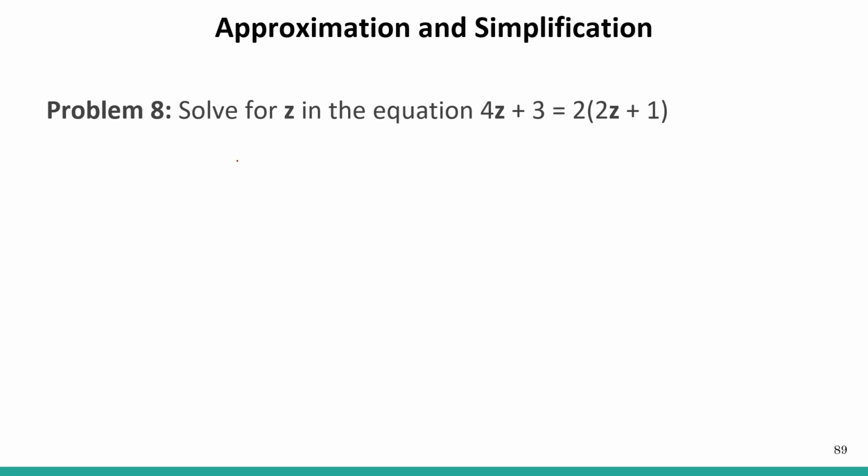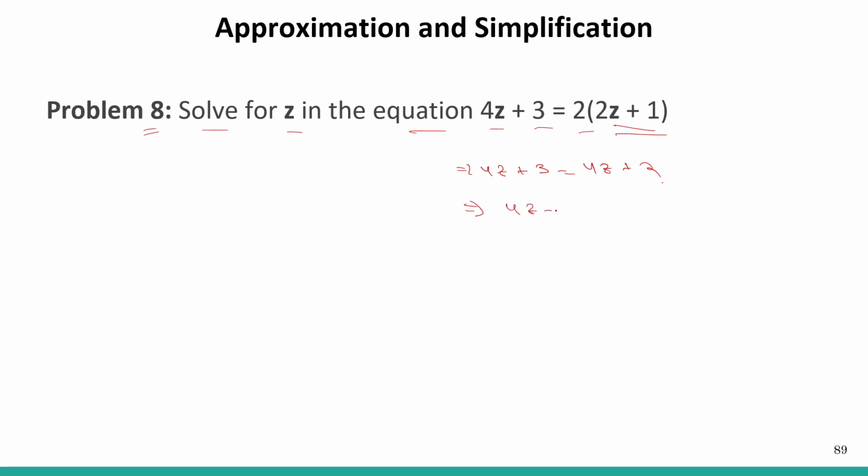Okay, so let's go forward with problem number 8. Solve for z in the equation 4z plus 3 is equal to 2 into 2z plus 1. So this implies that what? 4z plus 3 is equal to 4z plus 2. So how can we solve this? The solution can never exist. Tell me how? Because if we try to put this to the left hand side, it will be what?